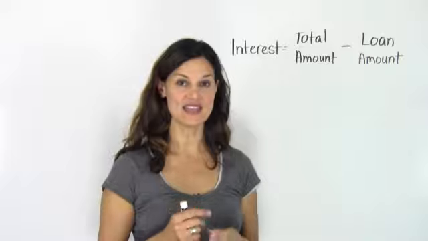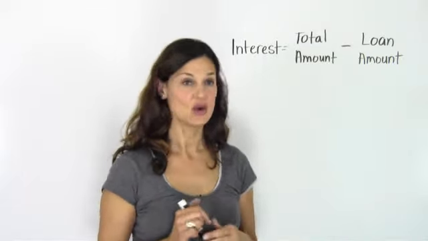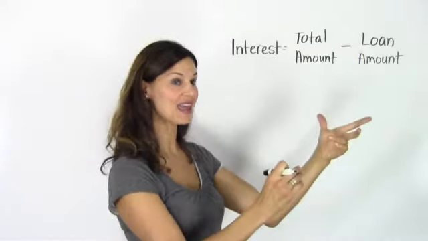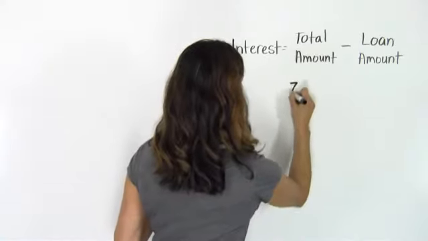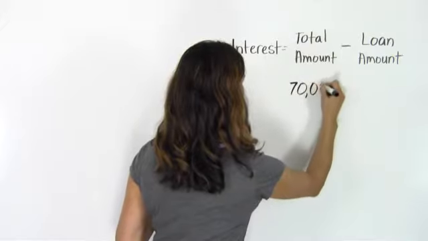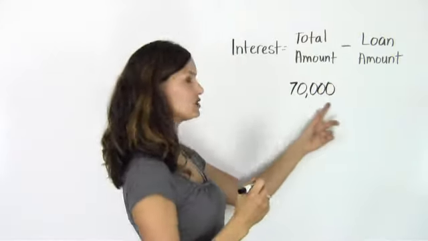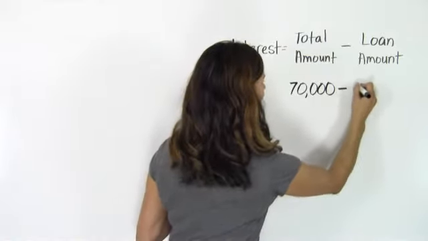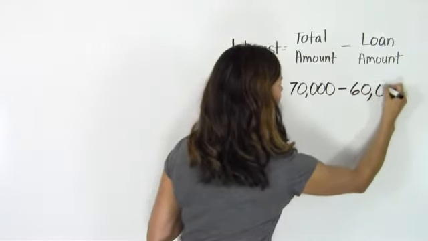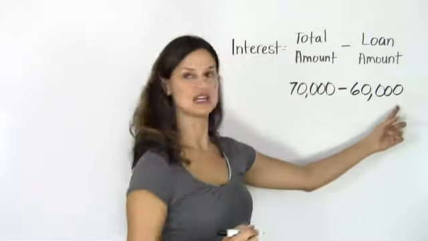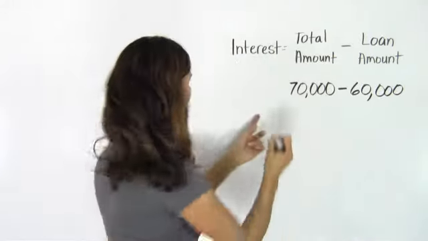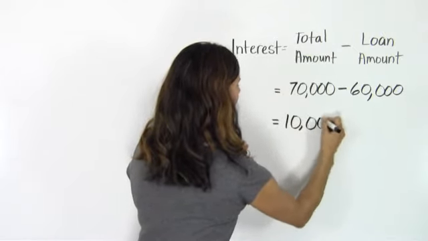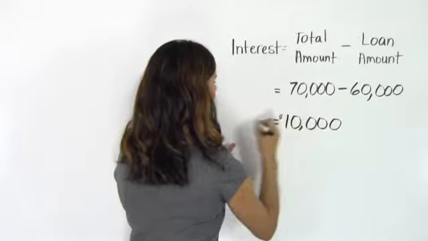So to calculate the amount of interest, we can take the total amount paid back to the bank. In our case that we started with, she paid back a total of $70,000 minus the loan amount of $60,000 that she borrowed for college. And we can see that on this loan, the interest paid was $10,000.